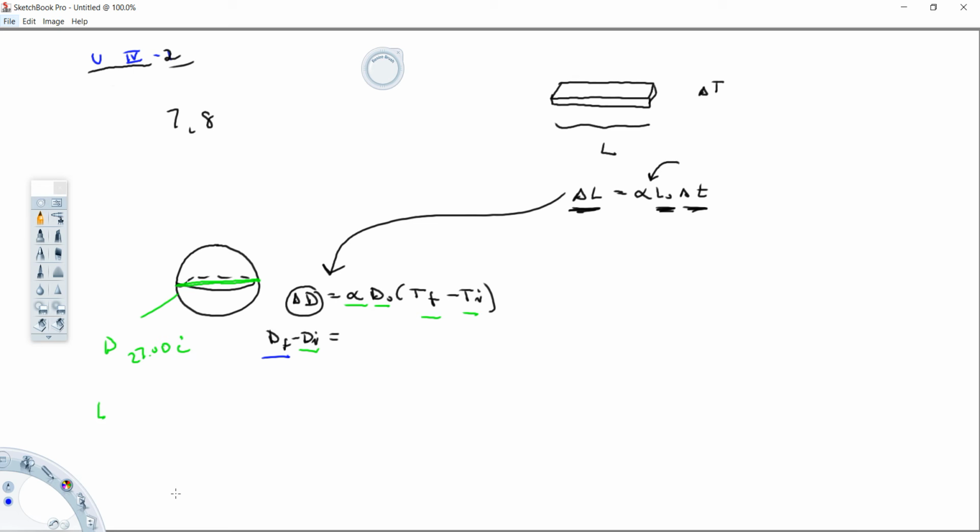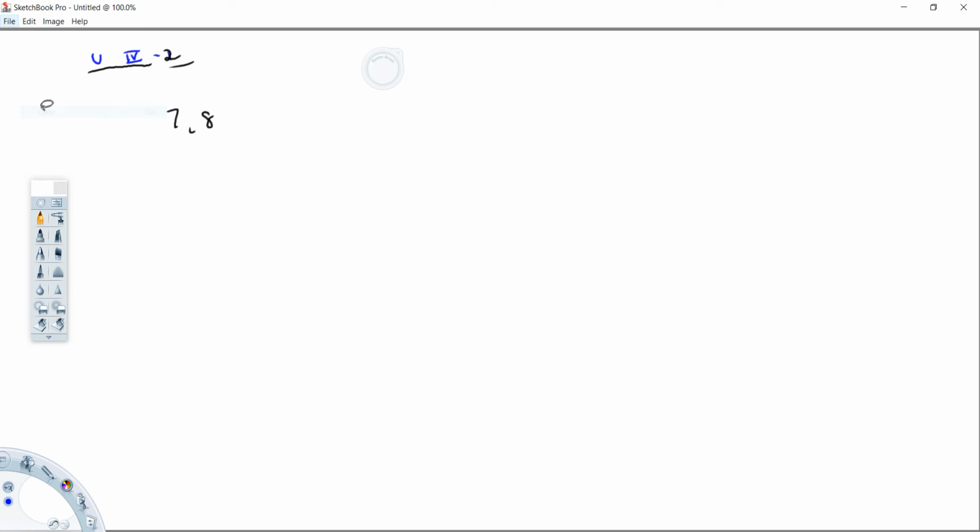Reading number 8, a brass ring of a given diameter is heated and slipped over an aluminum bar. Okay, I might want to read that a couple of times here. So we have a brass ring. I think what I'll do is draw that like so. Here's my brass ring.